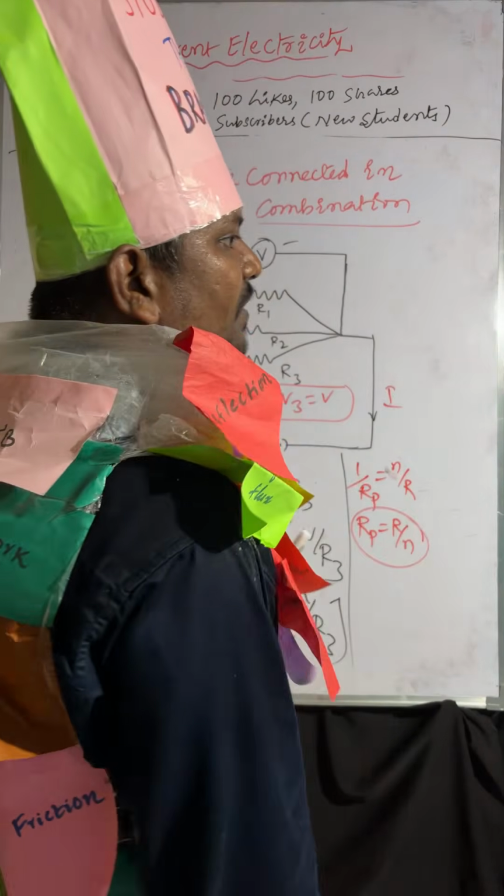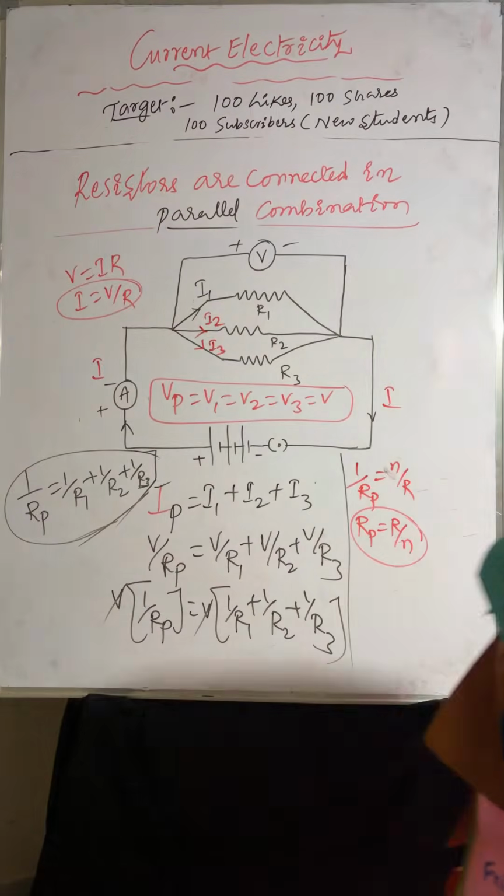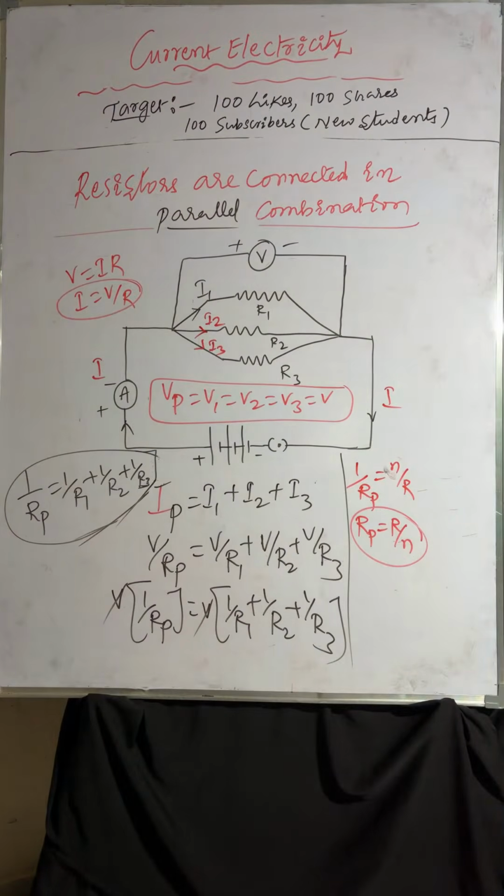Rp is the effective or equivalent resistance, we can call it anything. So 1 by Rp equals n by R, Rp equals R by n. Okay, so this is about resistors connected in parallel combination.